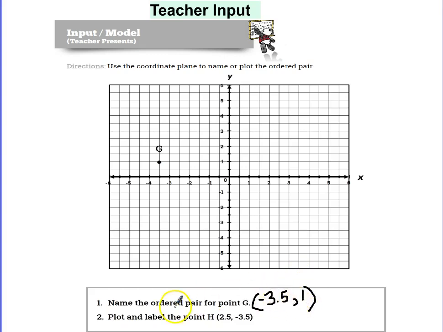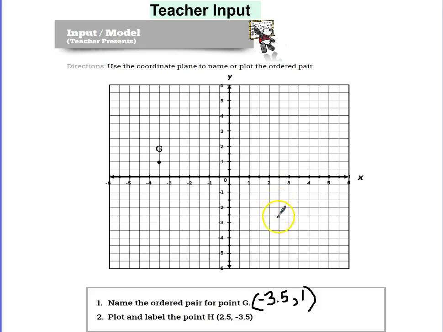Now, the second one, plot and label the point H. 2 5/10 and -3 5/10. So I need to find x first. 2 5/10. Well, there's 2. I have an interval marker, and that's 3. So this has to be 2 5/10. It's halfway between 2 and 3. And I need to now find -3 5/10. So I know that's going to be on my y-axis. It's a negative, so I need to be going down.